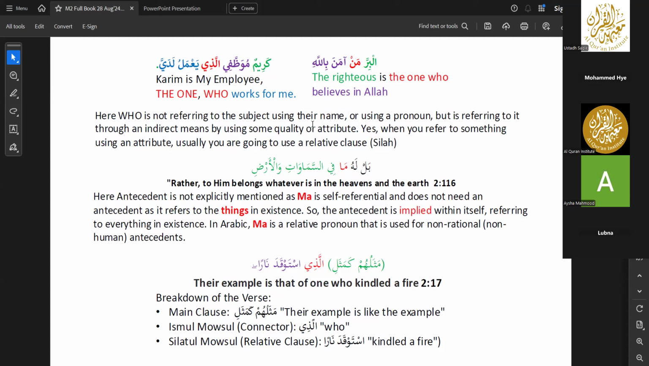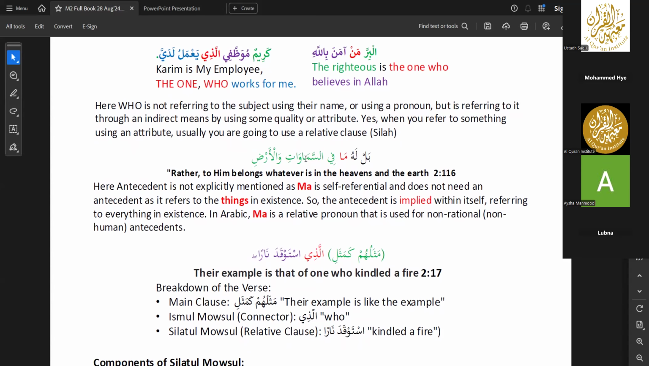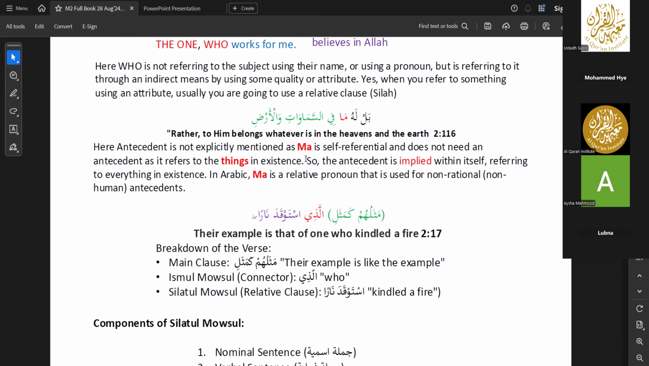Man obviously can be interrogative in some places, and ma can be negative in some places. Ma can also be interrogative in some places. But here, man is Ismul Mawsul, the one who. Okay, that's the context. Let's go to the next example.